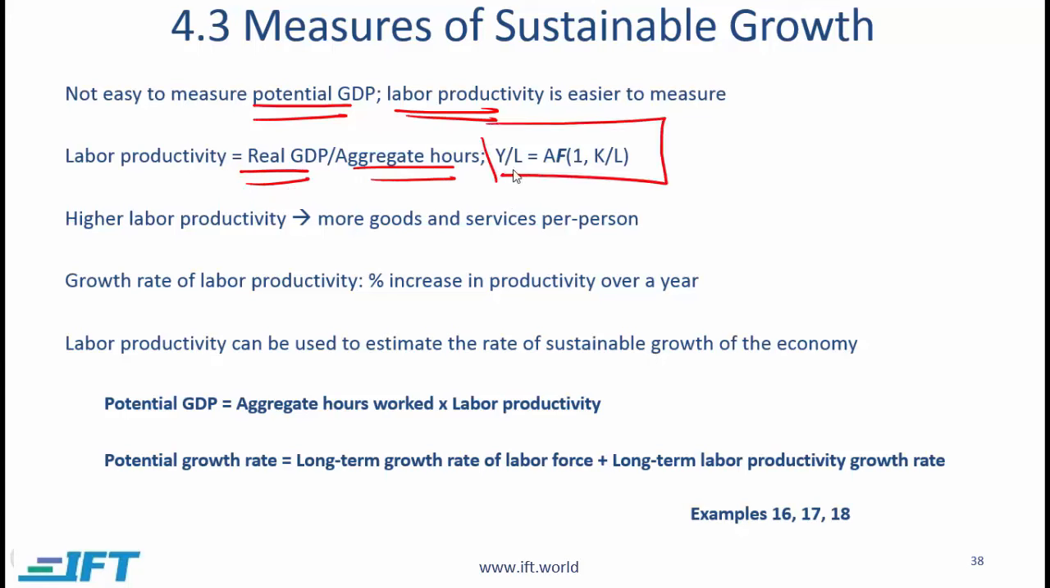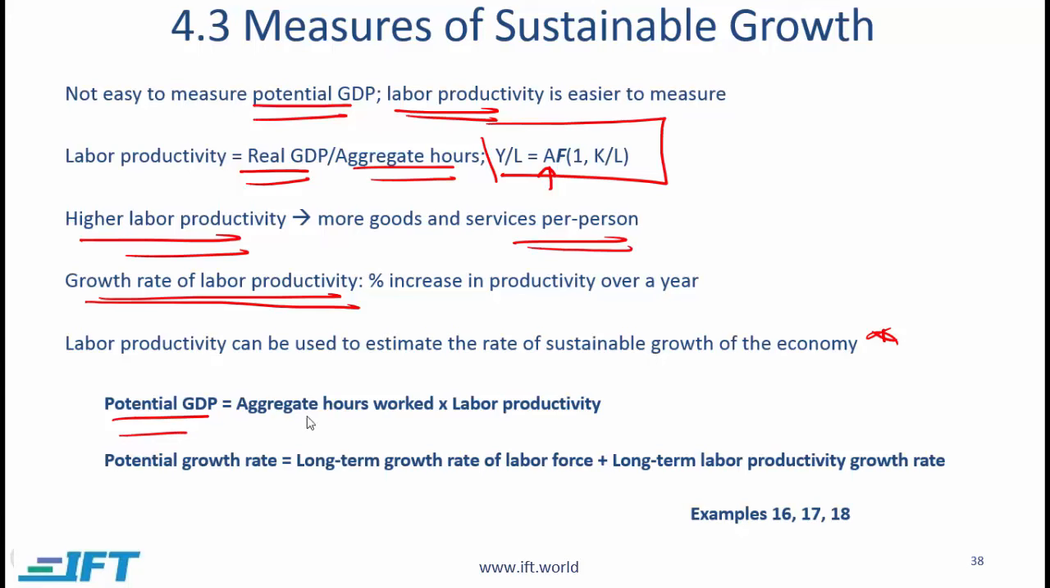And here is an expression that we've seen before. Output per unit of labor is equal to total factor productivity, and then we have a function of capital per unit of labor. If we have higher labor productivity, then we will have more goods and services per person. The growth of labor productivity simply means that there is an increase in productivity over a year. So the growth rate here is the percentage increase in labor productivity from one year to the next. Labor productivity can be used to estimate the rate of sustainable growth of the economy, and this is important. Let's see how we will do this.